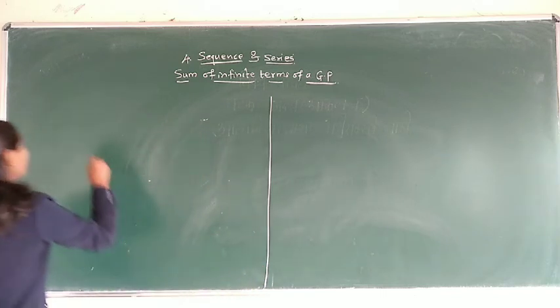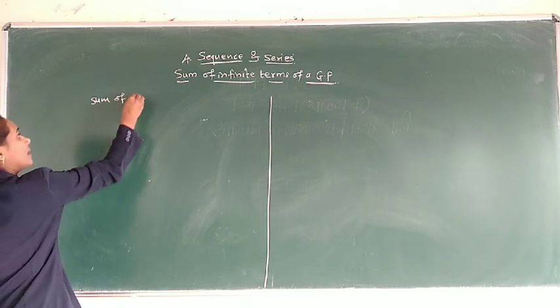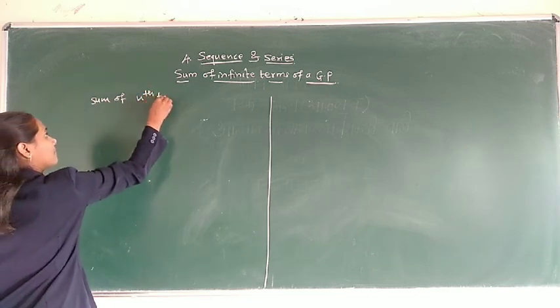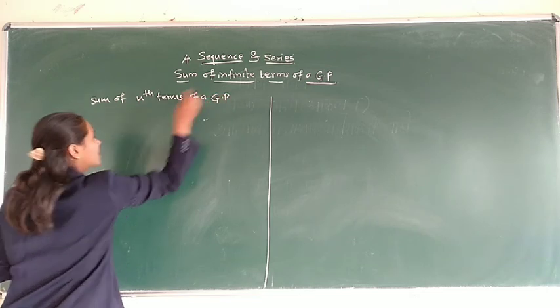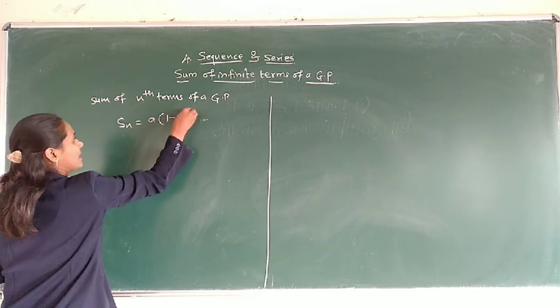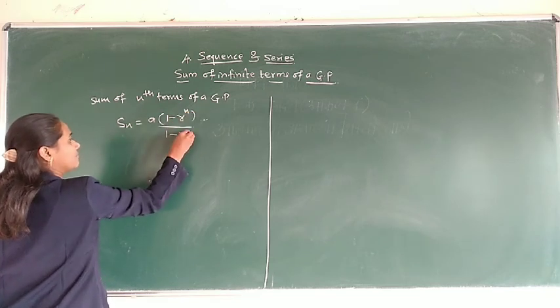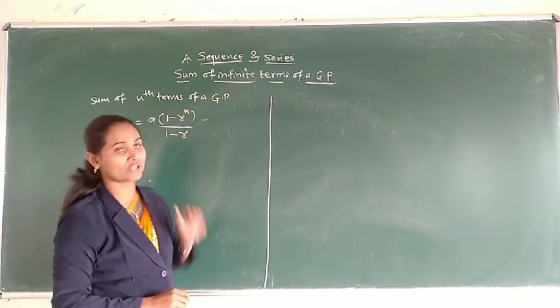Now let us see the formula for the sum of nth terms of a GP. Sn is equal to a into 1 minus r to the power n divided by 1 minus r. Now we have to find the sum of infinite terms of a GP.